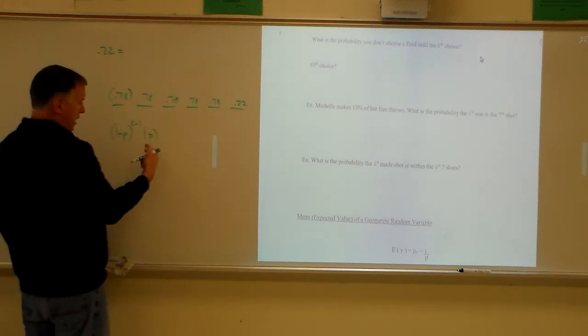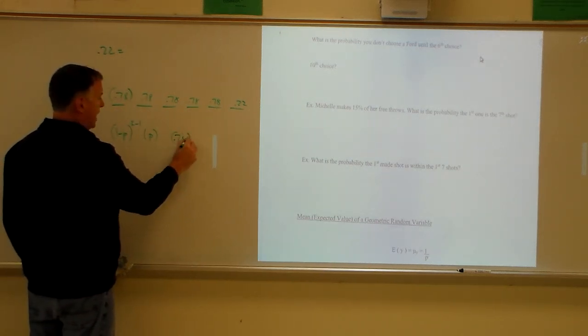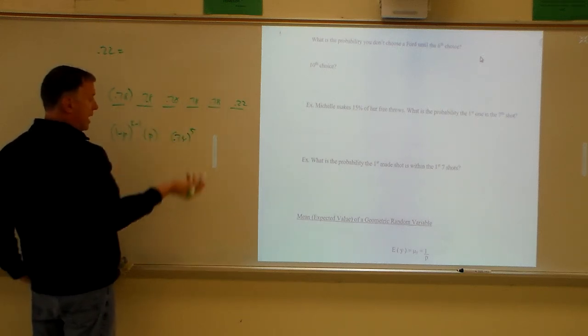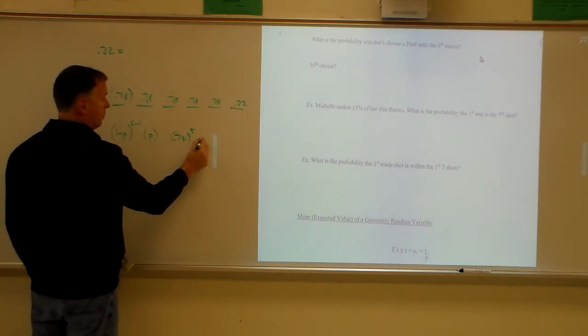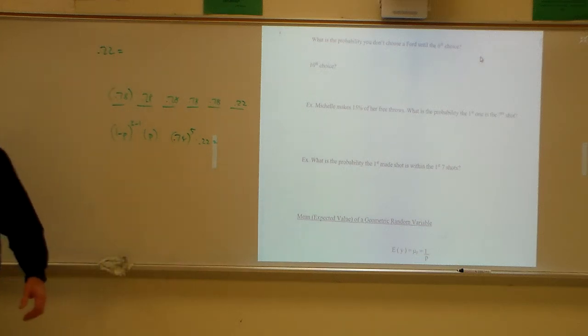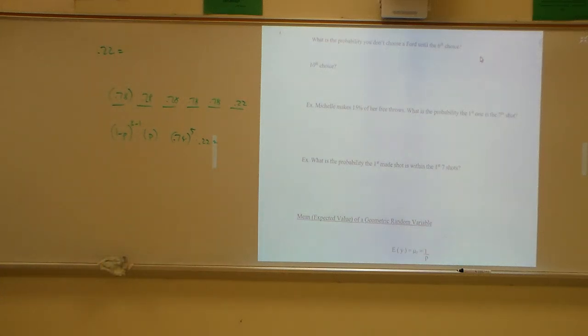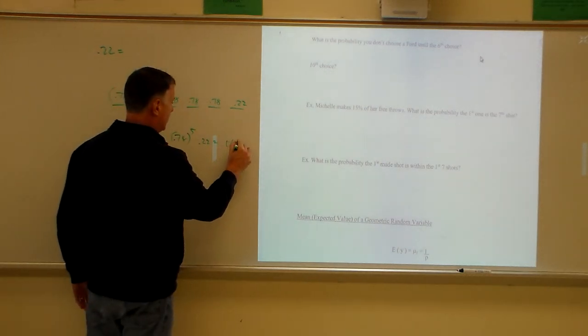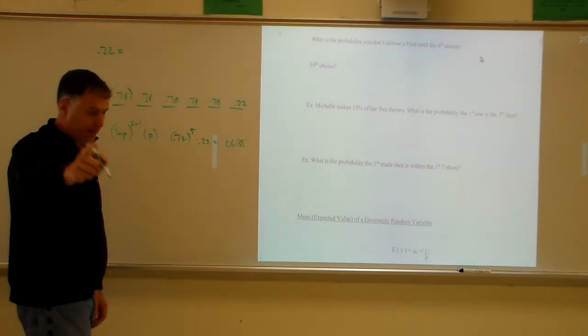But to show you that it works with the formula, 0.78, what do we say? The sixth shot, to the fifth. 1, 2, 3, 4, 5. Times 0.22. So when you do that, I'm going to cheat and give you the answer right here. That would be 0.0635. Hopefully you got that.